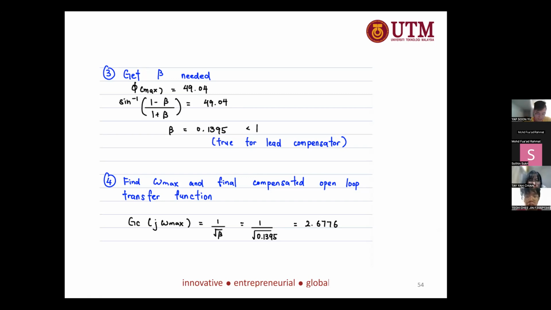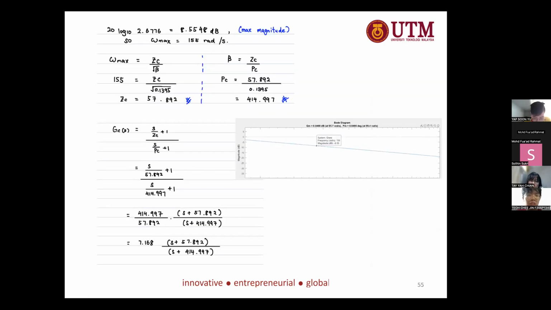Next, we proceed to find the value of j omega max, and by using this value, 2.67, we get the values of ZC and PC. Substituting the value of 2.67 in the Bode plot, we get 8.55 dB. From here, we reflect 8.55 to the negative side of the axis. We obtain the value at the frequency of 155, and this frequency is the W max, the maximum frequency. From this, we can obtain the values of ZC and PC, which are 57.8 and 414 respectively.